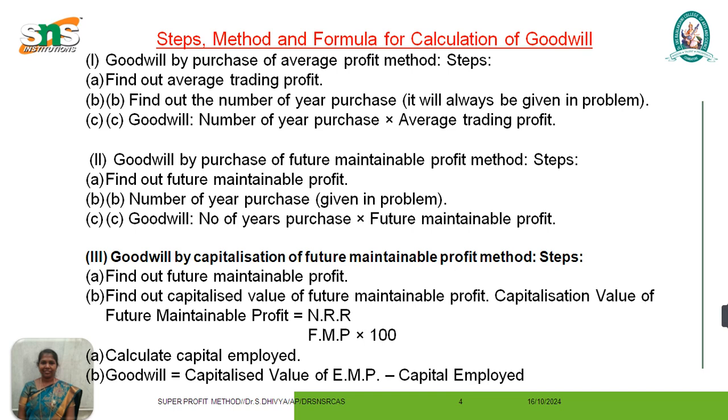The methods for the calculation of goodwill: goodwill by purchase of average profit is to find out the trading profit for the year of purchase, that is, goodwill equals number of years purchase into average trading profit. For goodwill by purchase of future maintainable profits, the number of years purchase will be given in the question itself, so goodwill is number of years of purchase into future maintainable profit. For goodwill by capitalization of future maintainable profit, the steps are: normal rate of return into 100, so the goodwill is the capitalized value of future maintainable profit minus capital employed.